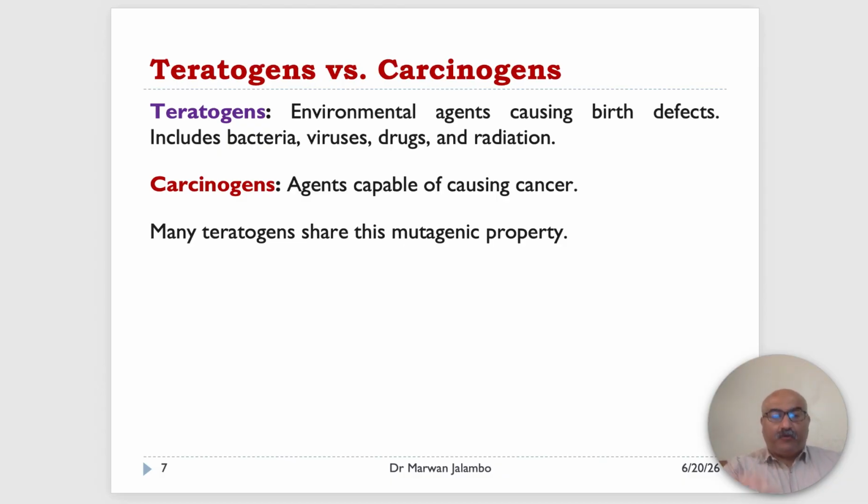The overlap occurs because many teratogens are mutagenic, meaning they alter the DNA. If a mutation happens in a developing fetus, it causes a birth defect. If it happens in adult tissue, it can trigger cancer. So I think it's clear now. Let's look at historical examples of infectious teratogens, starting with bacterial threats.